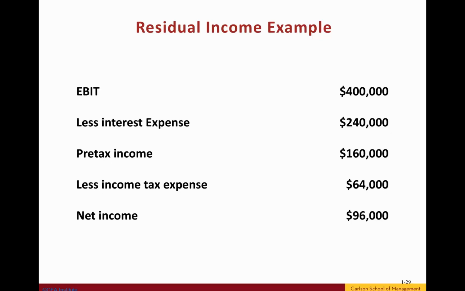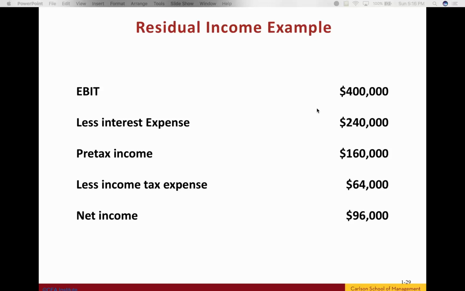So if we look at the next slide, if they have EBIT of $400,000, so operating income of $400,000, and if they have interest expense of $240,000, this means that the company's pre-tax income is $160,000.